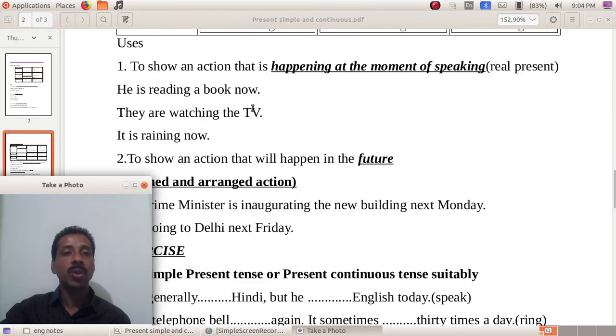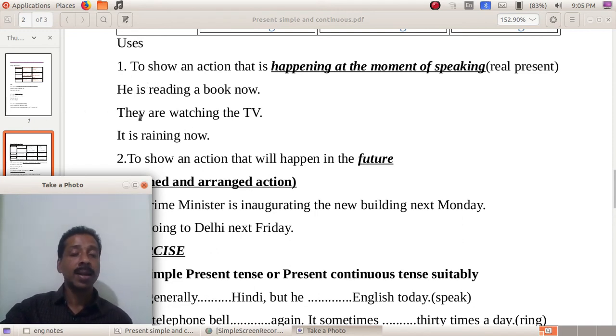So we have to come to the uses. The first one, to show an action that is happening at the moment of speaking. When we speak something, if we see some action that is going on, we have to use present continuous. So that is called real present. Examples are given. He is reading a book now. They are watching the TV. It is raining now.